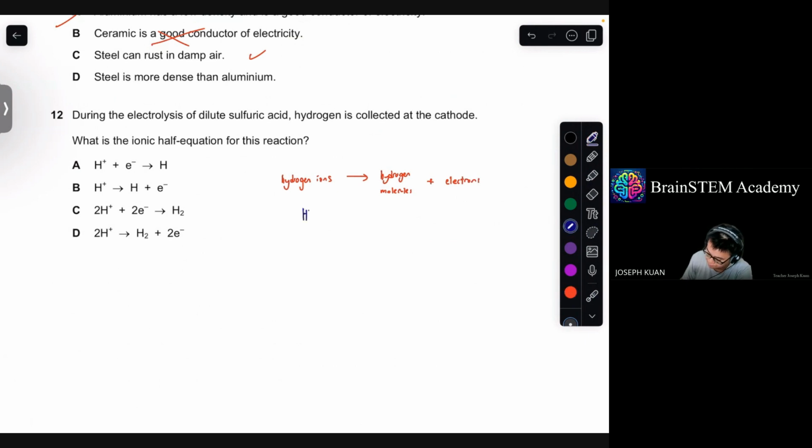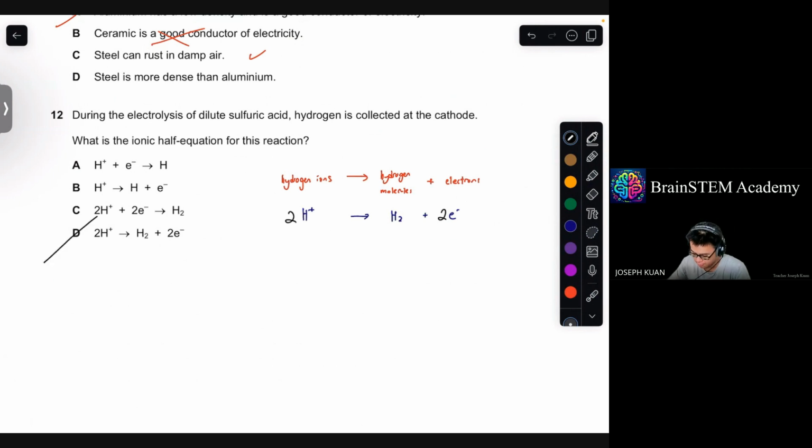H plus turns into H2 plus electrons. And then all you need to do is balance it. So there's 2 hydrogen atoms on the right, which means that you need to put a 2 in front of the hydrogen ions for the left-hand side. And then because you have 2 positive ions on the left, it needs to release 2 electrons in the process. Which means the answer for this question is D.